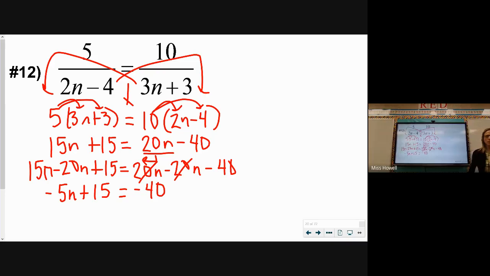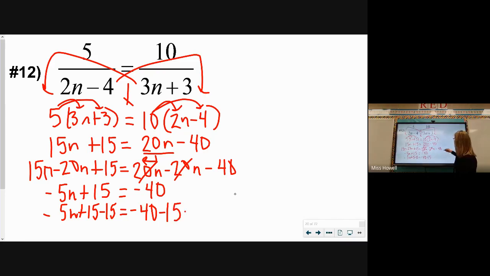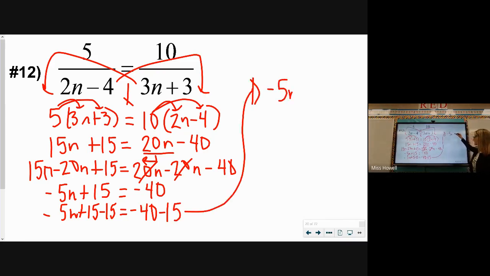All right, two-stepping from there, we need to subtract 15 from both sides. And we end up with negative 5n equals, and then our negative 40 minus 15 will give us a negative 55. One stepper from there, we're going to divide both sides by negative 5. And we end up with an n value of 11.